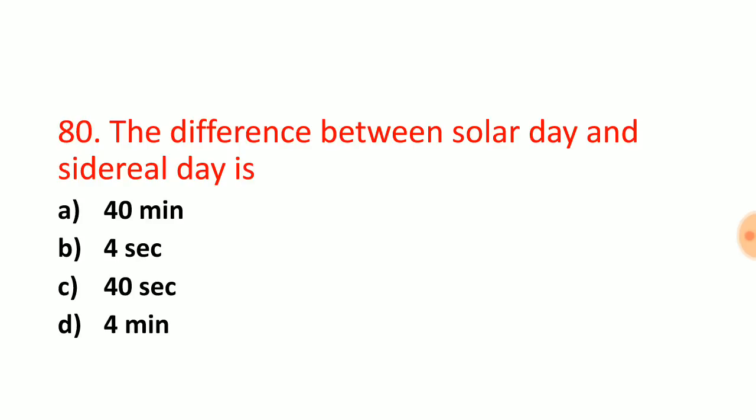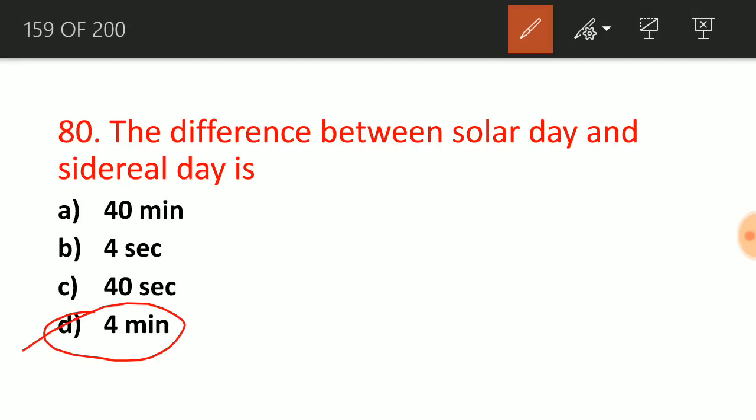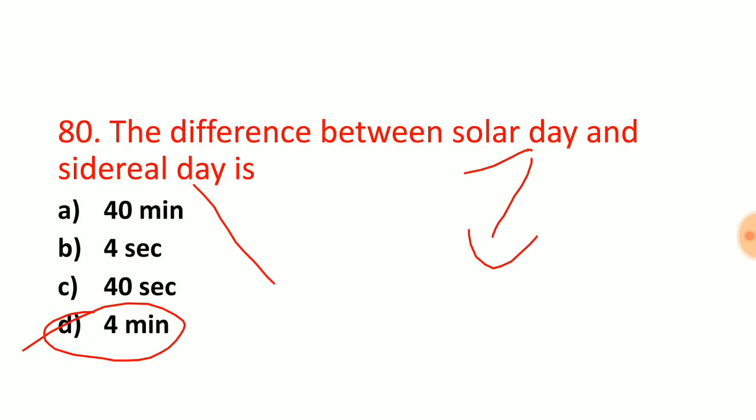Question number 80. The difference between solar day and sidereal day is 4 minutes. For detail you can Google or see a YouTube video. The 4 minutes is the difference between them. The solar day contains 24 hours and the sidereal day contains 23 hours and 56 minutes. So 4 minutes is the difference between them.